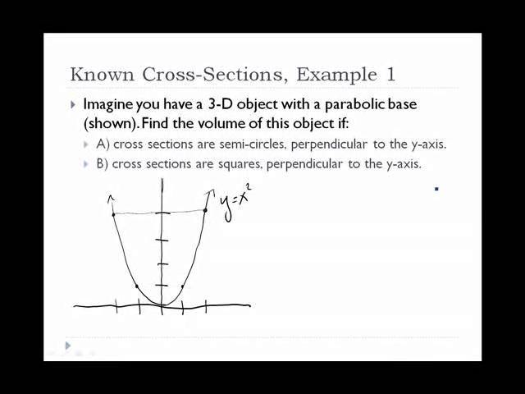So let's draw what that's going to look like. This is our region, our parabolic region right here. And if we have cross-sections that are semicircles, well, that's going to give us this. They're perpendicular to the y-axis.